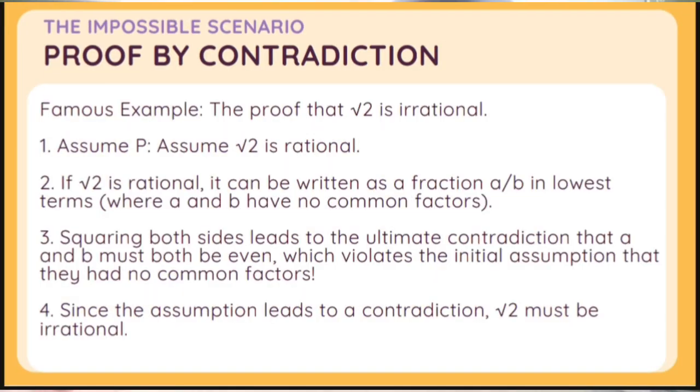Proof by contradiction: 1. Assume the square root of 2 is rational. 2. If the square root of 2 is rational, it can be written as a fraction a over b in lowest terms, where a and b have no common factors. 3. Squaring both sides leads to the contradiction that a and b must both be even, which violates the initial assumption that they had no common factors. 4. Since the assumption leads to a contradiction, the square root of 2 must be irrational.